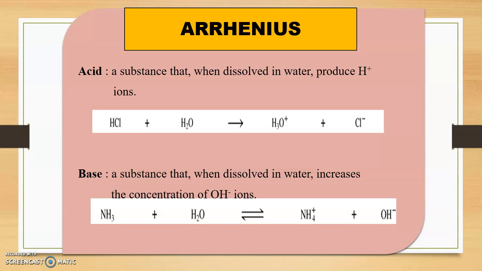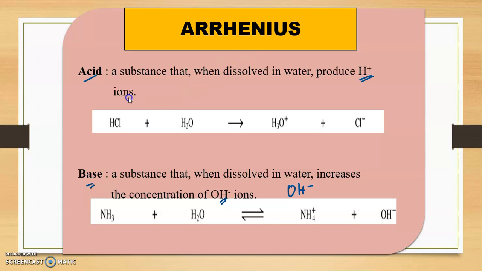So for Arrhenius, this is the classic one. We say that acid is a substance, when it dissolves in water, it produces H plus ion. Anything that produces H plus is an acid according to Arrhenius. Anything that releases OH negative is a base according to Arrhenius.